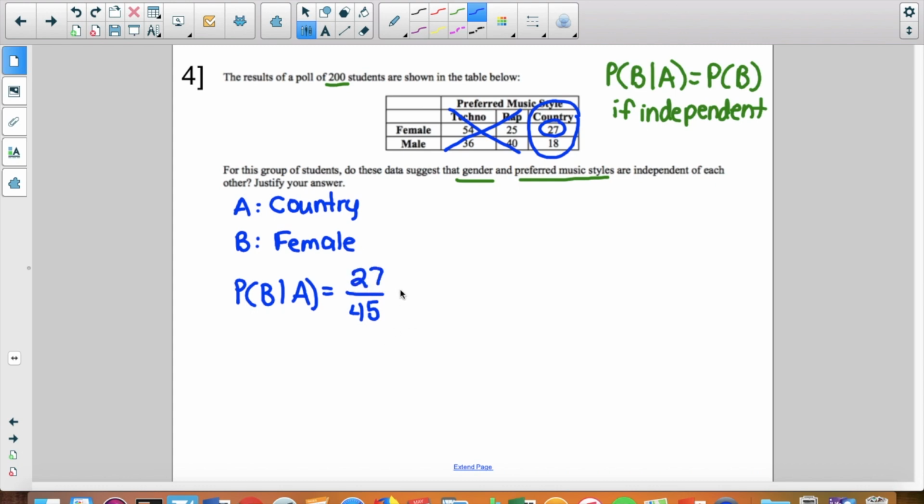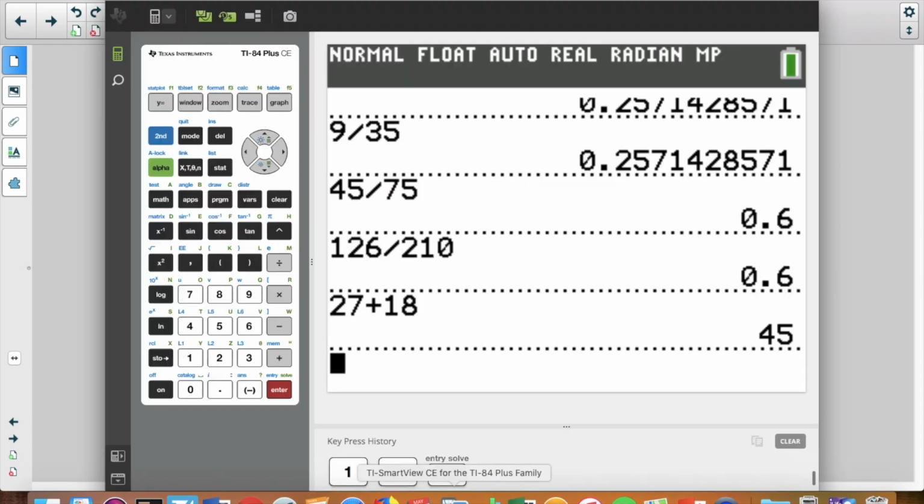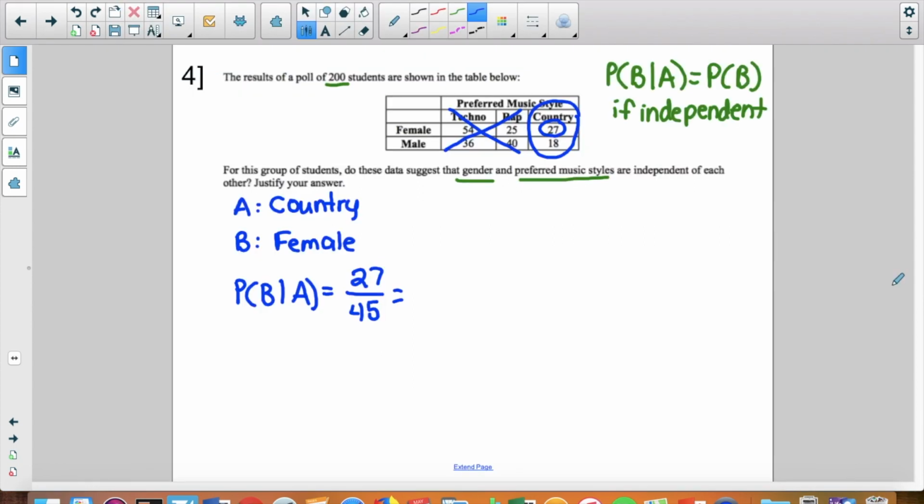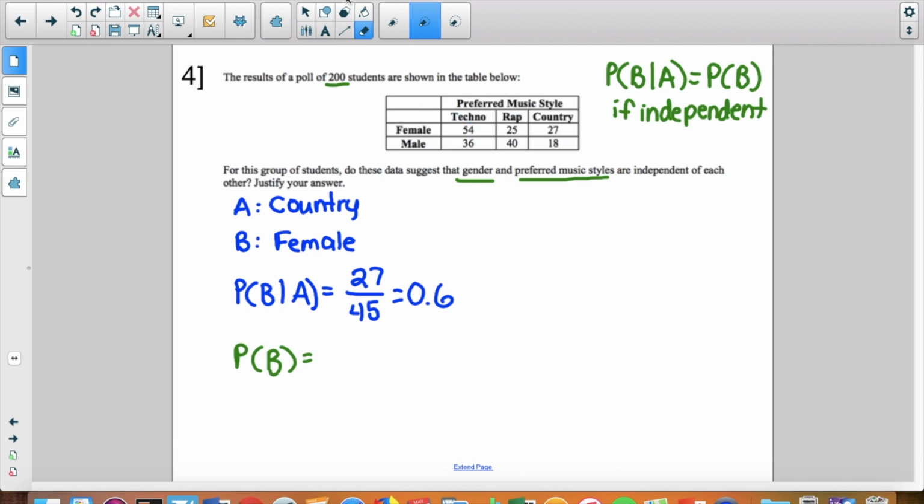When comparing, fractions are really hard, so we change it to a decimal. So we do 27 divided by 45, and we get 0.6. Now, let's find the probability of B and compare them. The probability of B is the probability that the person being polled was a female.